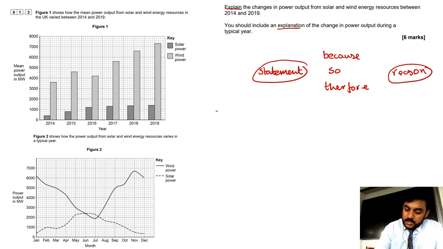This is the typical makeup of an explain question. So every point that you're going to make, you're going to say a statement, because, reason. Now let's have a look at the graphs in a little bit of detail, and then we're going to go on to answer it.